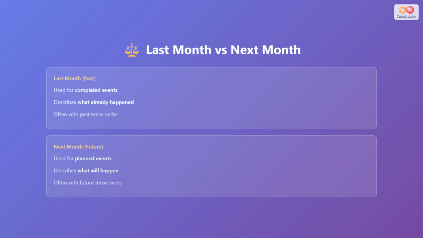Let's compare these two expressions. Last month is used for completed events and things that already happened. You use it with past tense verbs. Next month is used for planned events and things that will happen. You use it with future tense verbs. Understanding this difference is important for using these phrases correctly.